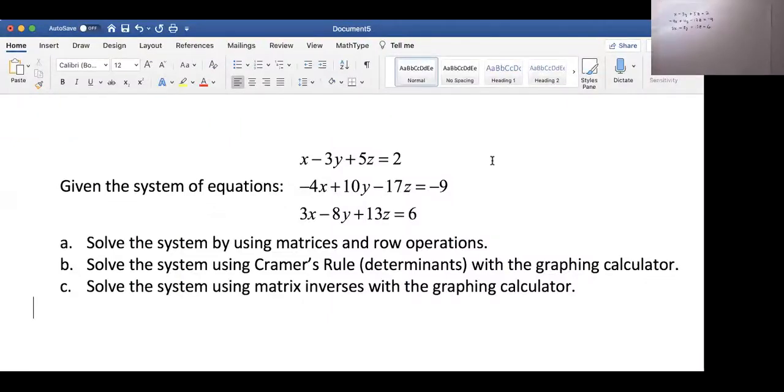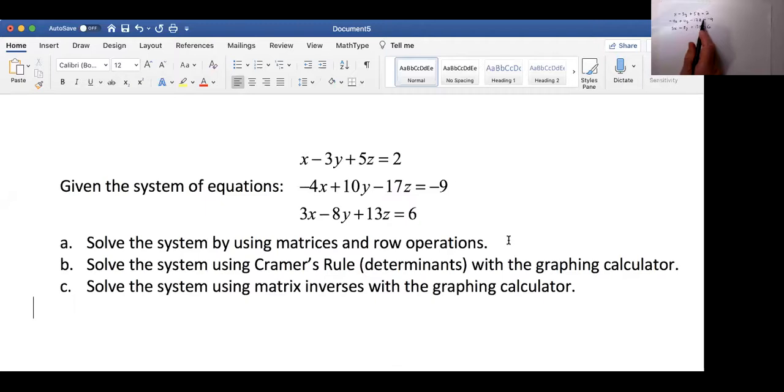Okay, this question gives us this system of 3 equations and 3 unknowns we want to solve by using matrices with row operations, also known as Gaussian elimination or Gauss-Jordan elimination. Then we're going to solve using Cramer's rule with the graphing calculator to help us with the computation. And finally, matrix inverses, again, also with the graphing calculator to help us.